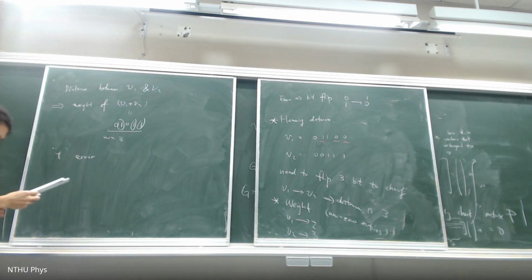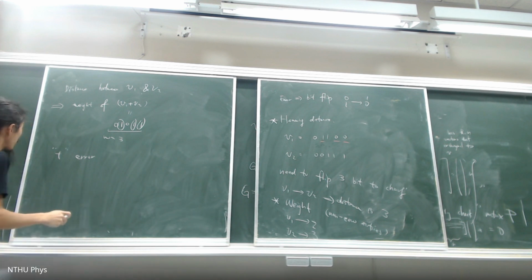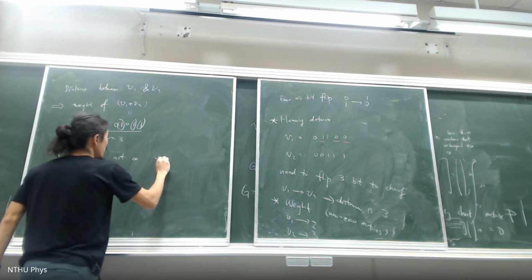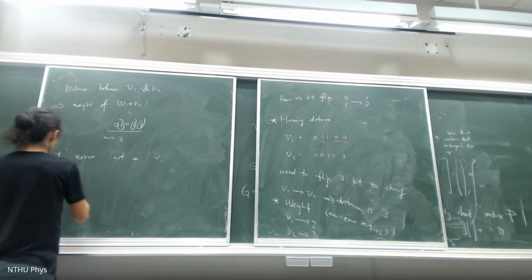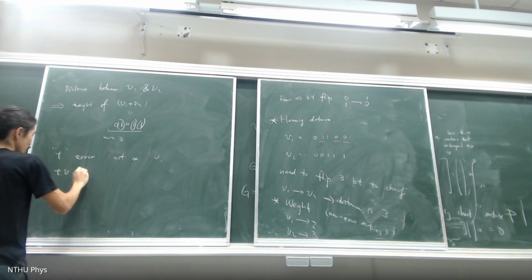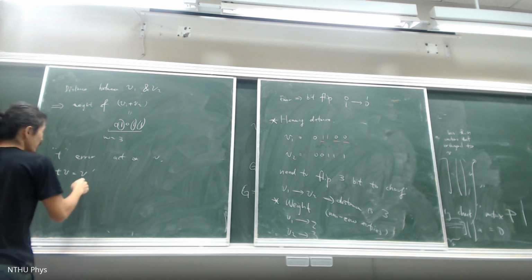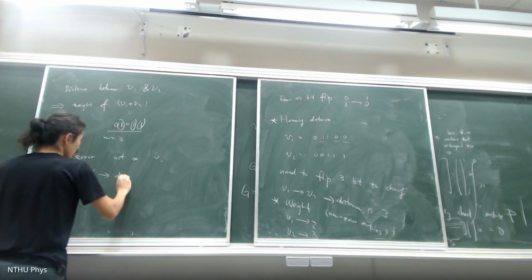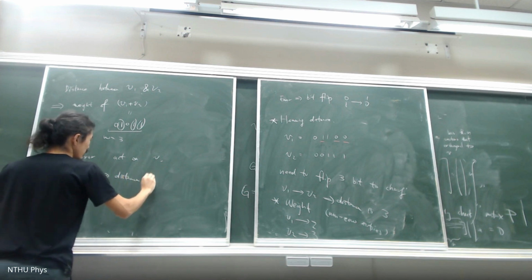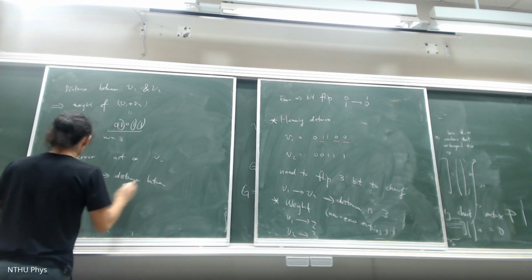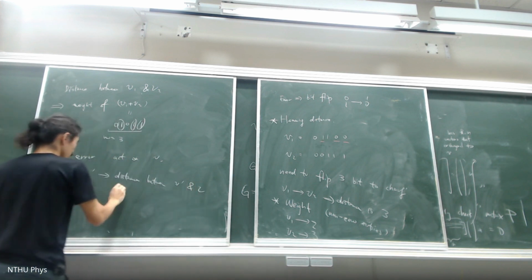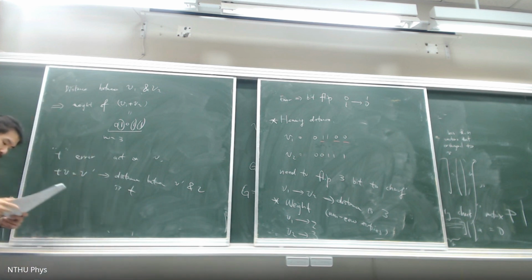That indicates the error at V, for example, and the distance between V plus error and V is t. That's a very simple definition.